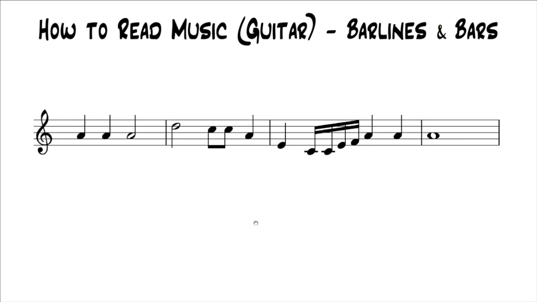But for example, it could look like this. And this is in common time. I didn't write the time signature out because we're going to talk about that in the next lesson.